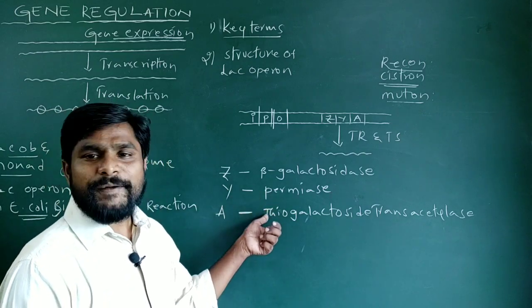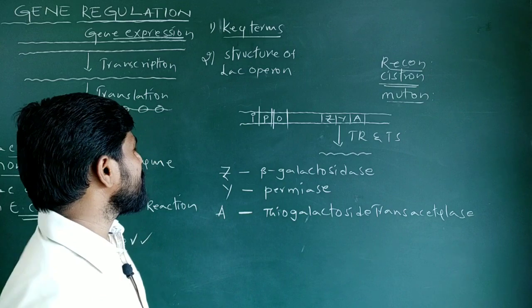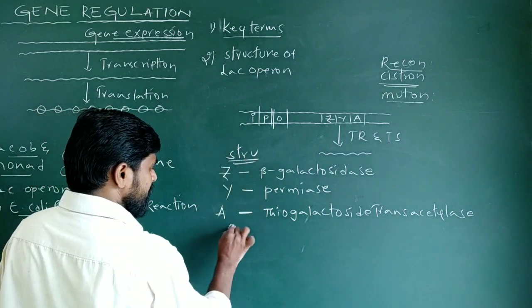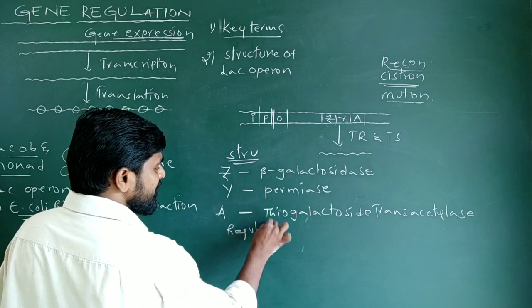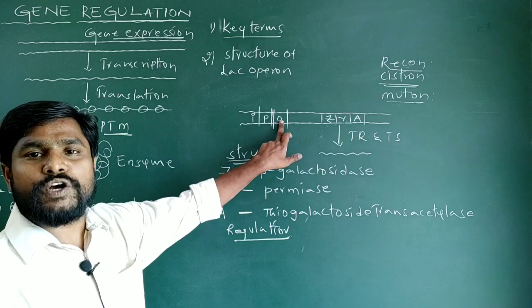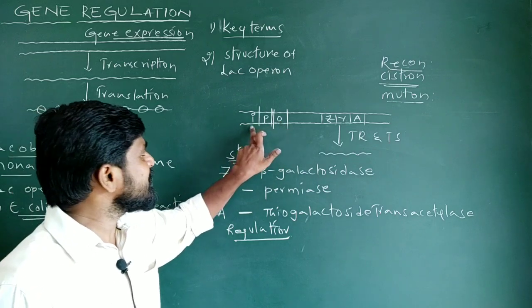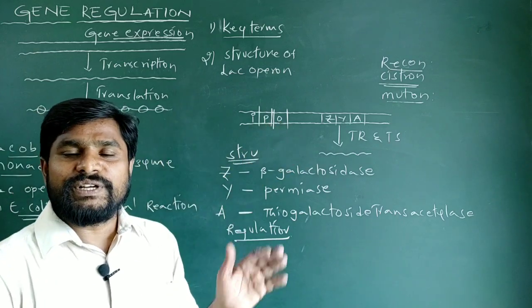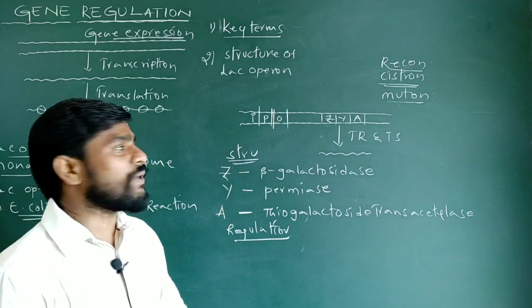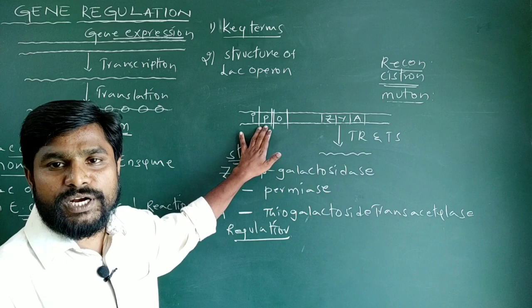mechanism of the operon. The second type of genes are the regulatory genes. What are the regulatory genes? Inhibitory gene, promoter gene, and operator gene. This is the sequence. You have to remember the sequence of these regulatory genes and structural genes on the operon from the NEET point of view.